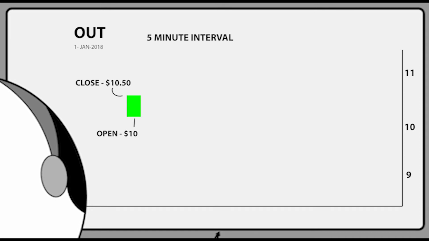In this case, if Spaceman were looking at the candlestick chart during 5-minute intervals, then the first candle would be green. The original price point of $10 will be at the bottom of the candlestick, and the new price point will be at $10.50 at the top of the candlestick.